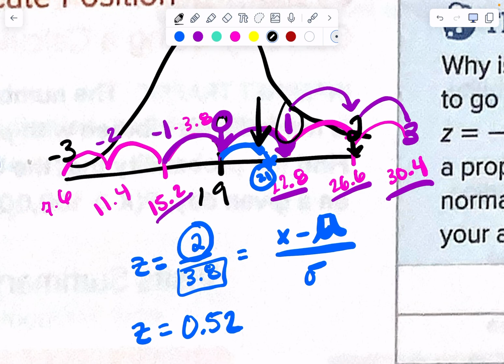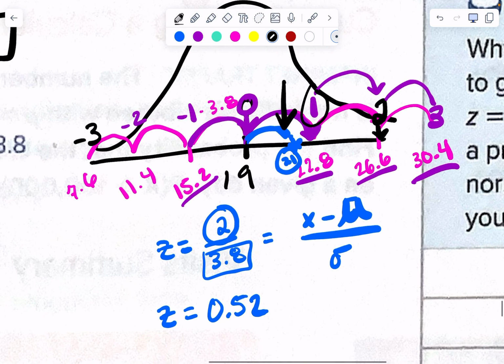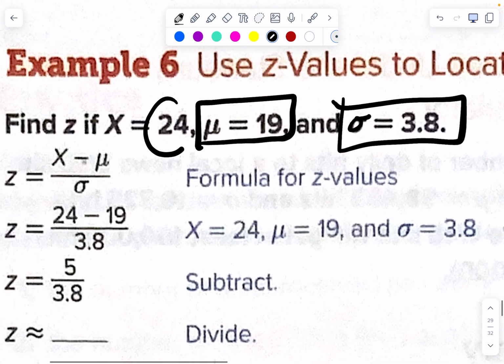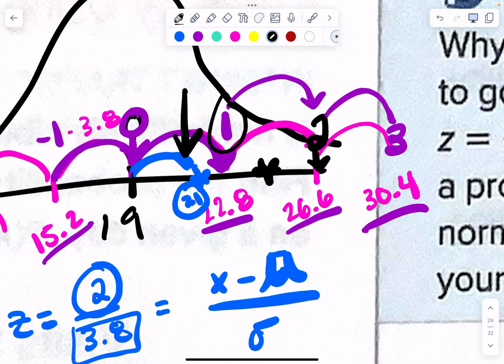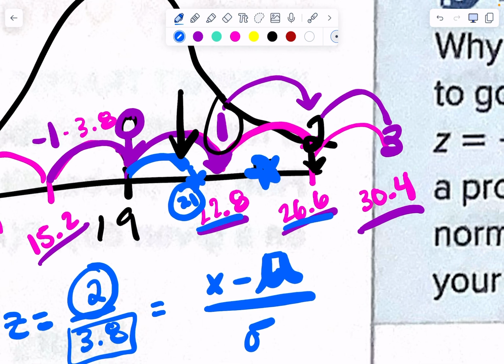So if your number is like 24, let's say I'm 24, which is what they say right here, right? We want to know if I am 24, I would be somewhere in between what and what? 22.8 and 26. If I'm at 24, I would be between 22.8 and 26, so I would be between a z-score of 1 and 2, right?